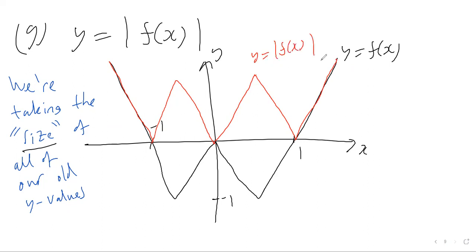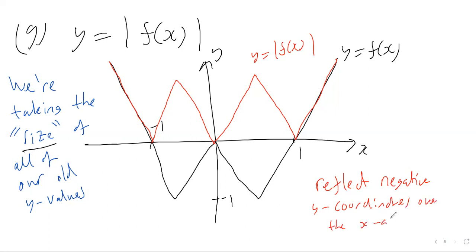And that's literally all you need to know, really, is that the modulus of a function just takes the positive values. So we just reflect negative y coordinates over the x-axis. So that's literally what this transformation is doing.